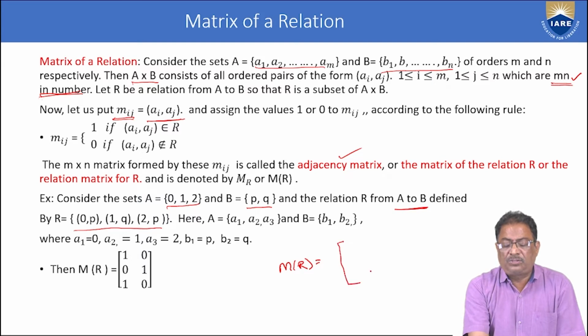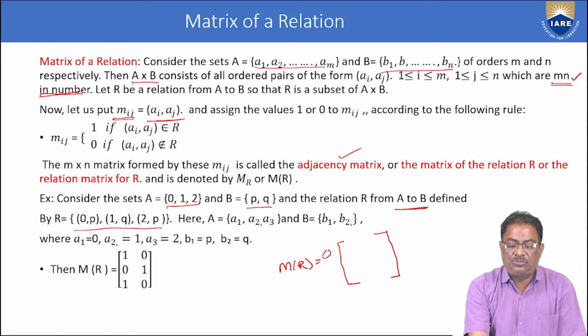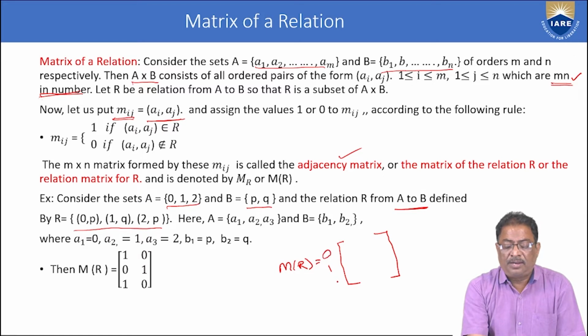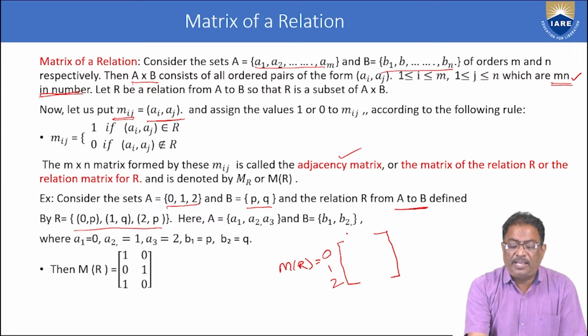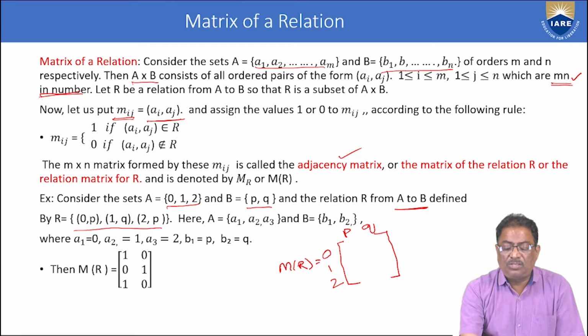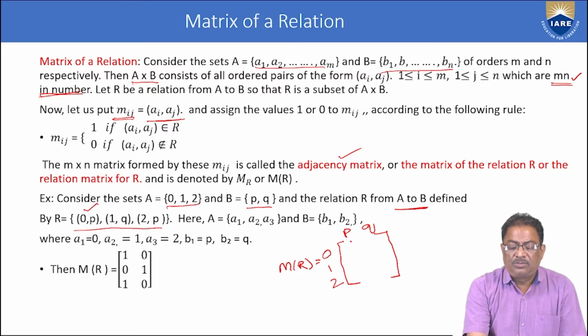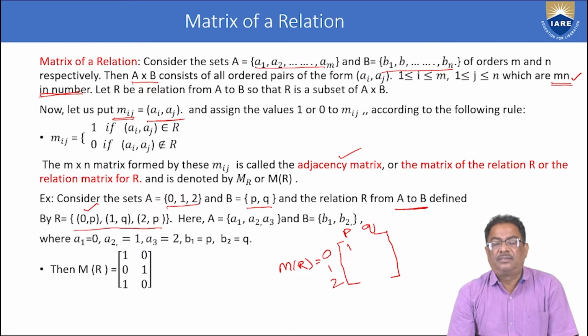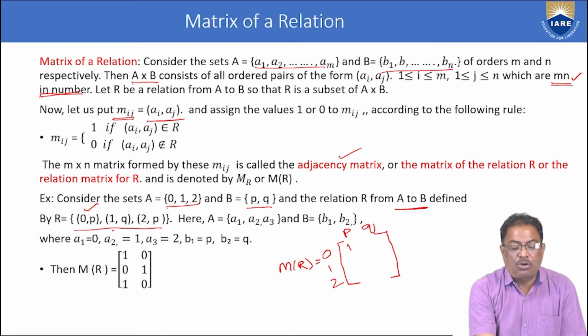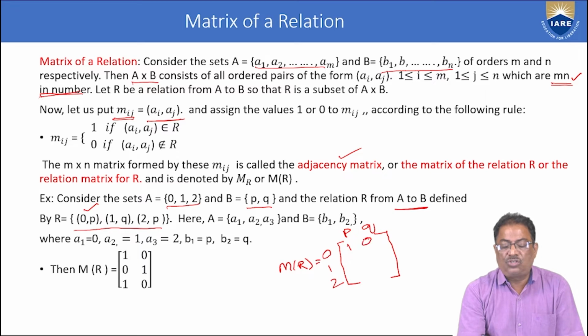So here, first the rows and the columns. Rows are nothing but the elements of A, so this is for 0, this is for 1, and this is for 2. And the columns are the elements of B. Now this is (0,P), which is there here, so the corresponding position we take as 1. Next (0,Q) is not there, so we take it as 0.